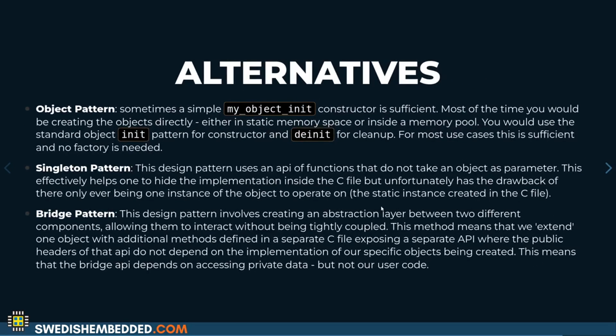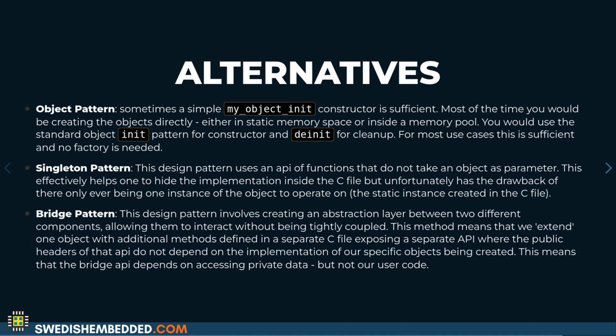So what are some of the alternatives to the factory pattern? Number one is the object pattern. It's basically keeping the object creation still visible to the application, but we simplify the creation by implementing the object pattern with a proper init and deinit function that handles the initialization of the object. And we can parameterize those functions as well.